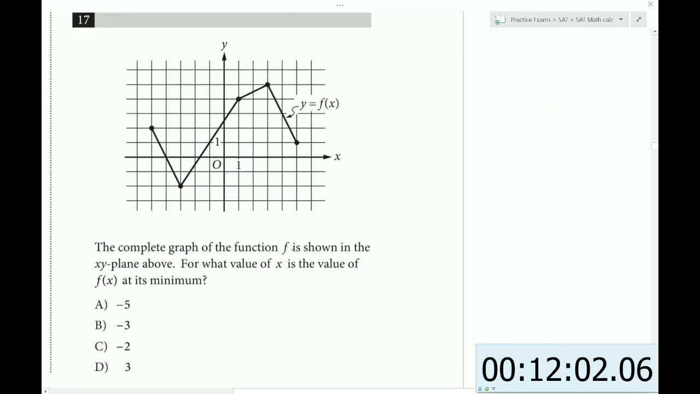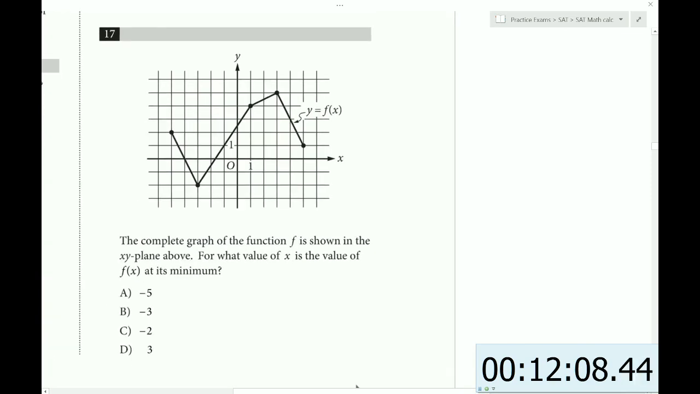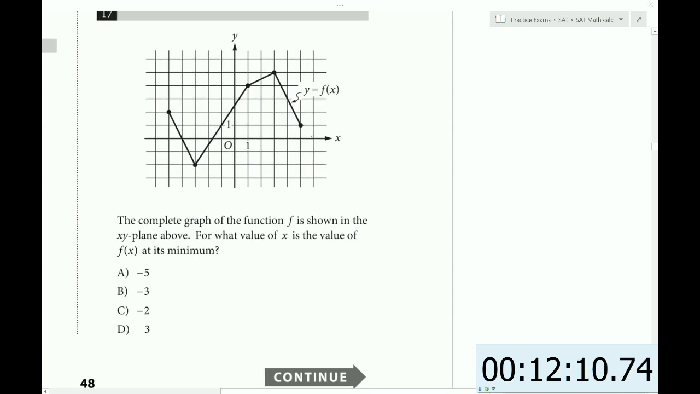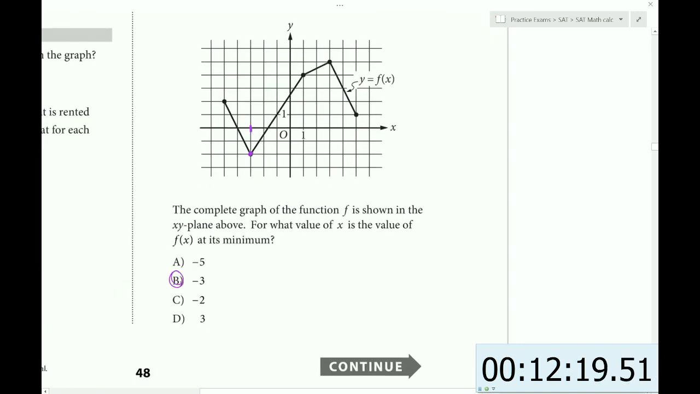The complete graph of the function f is shown in the xy plane above. For what value of x is the value of f of x at its minimum? Okay, so we're looking for a minimum of the function, so that looks like it's going to be here. So this is the corresponding x value, which is negative 1, 2, 3. That's answer choice B.